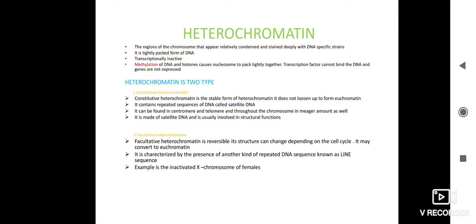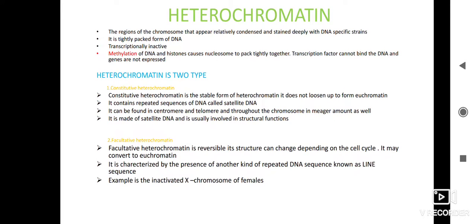Next, heterochromatin. The region of chromosome that appears relatively condensed and stains deeply with DNA specific stains. It is tightly packed form of DNA, transcriptionally inactive. Euchromatin is transcriptionally active, heterochromatin is inactive.